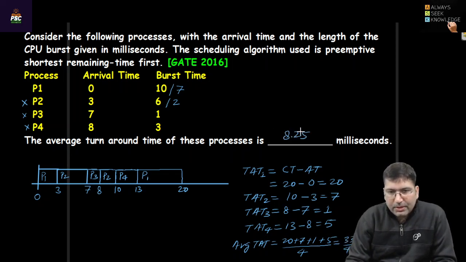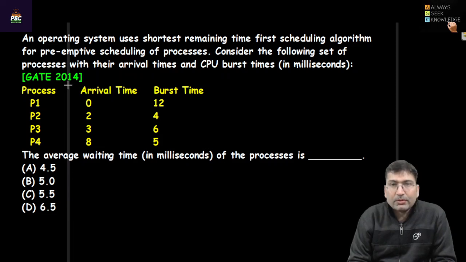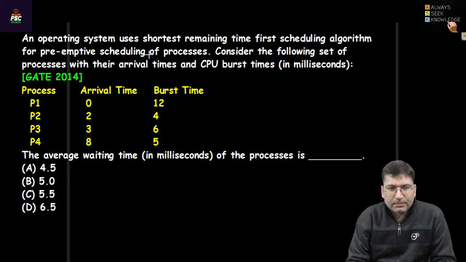It was a numerical type question. Now let's solve the next question. The next question is from GATE 2014. An operating system uses the shortest remaining time first scheduling algorithm for preemptive scheduling of processes. Consider the following set of processes. Arrival time, burst time, and process IDs are given. The average waiting time in milliseconds we need to find out.